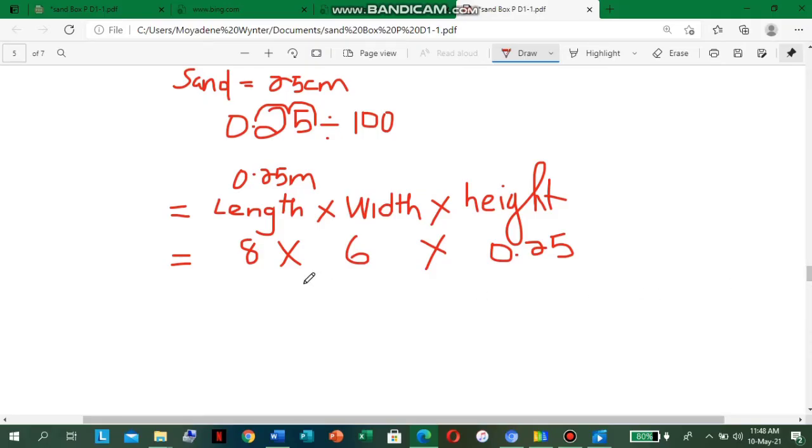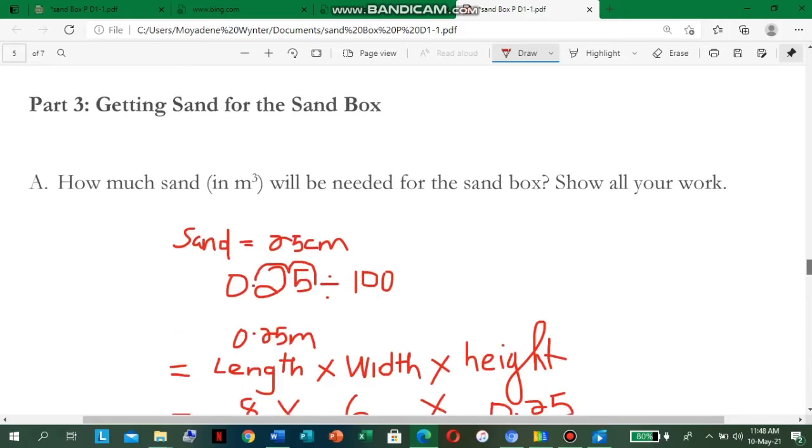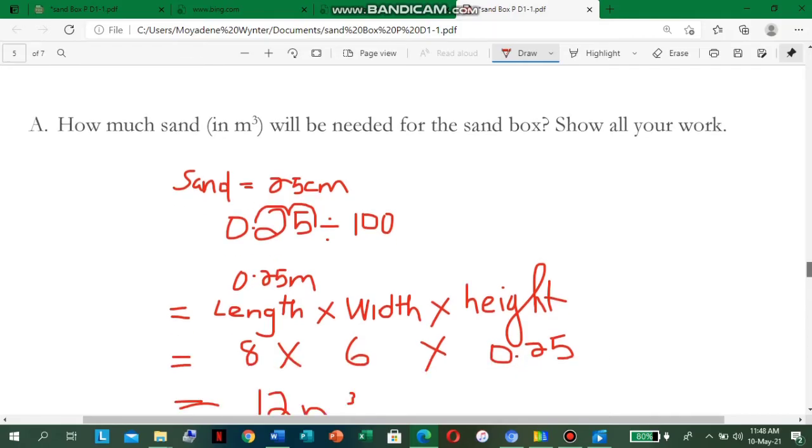So therefore, when you multiply all three, you would get 12 cubic meter. You can see at the top. So 12 cubic meter would be your answer. All right, so that's it. Yes, that's it for part A, letter A rather. So we show all workings there.